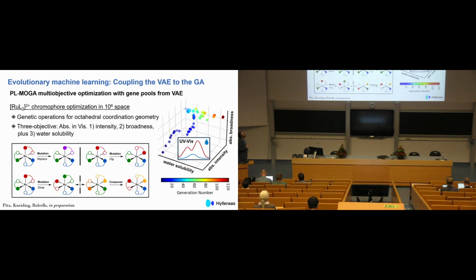One example application of this is optimization of ruthenium-2 chromophores in a space that contains millions of candidates. So what we did here is we are using ligands that are made by the JTVAE, by the variational autoencoder. And so we defined a set of genetic operations that operate on these octahedral complexes so that you have mutation by replacement, flip and swap. You also have crossover operations. And then we're trying a three-objective optimization here. So the three targets that we are maximizing are both the intensity and the broadness of light absorption in the visible range, and water solubility. And this is very preliminary, but we have an implementation that already works quite well.